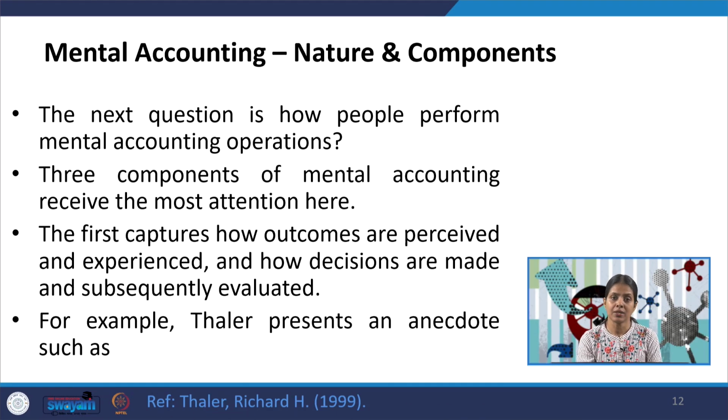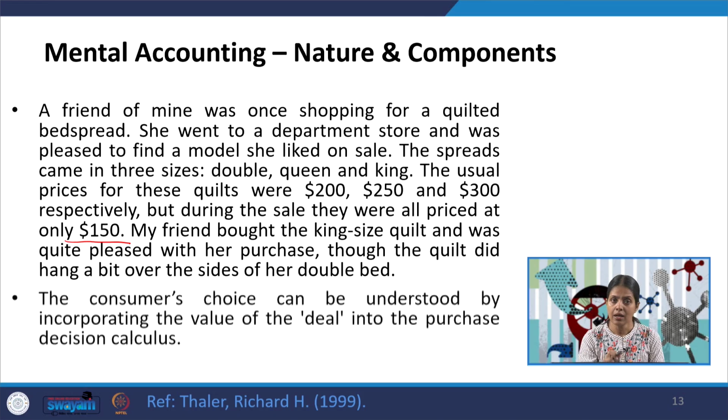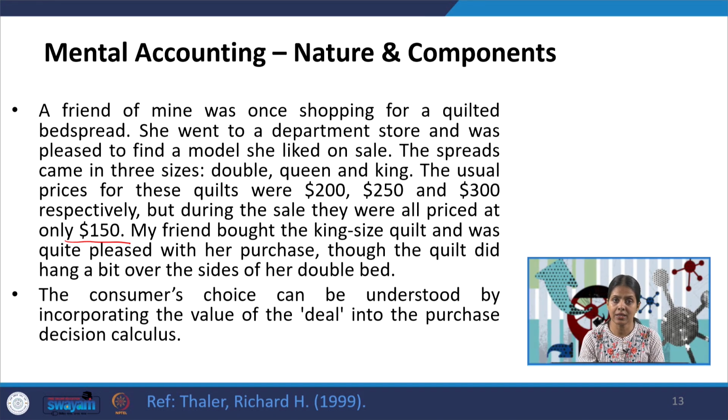For example, Thaler presents an anecdote: a friend of mine was once shopping for a quilted bedspread. She went to a department store and was pleased to find a model she liked on sale. The spreads came in three sizes: double, queen and king. The usual prices for these quilts were $200, $250 and $300 respectively, but during the sale they were all priced at only $150. So, regardless of the size, all were priced at $150. My friend bought the king size quilt and was quite pleased with her purchase, though the quilt did hang a bit over the sides of her double bed. The consumer's choice can be understood by incorporating the value of the deal into the purchase decision calculations.